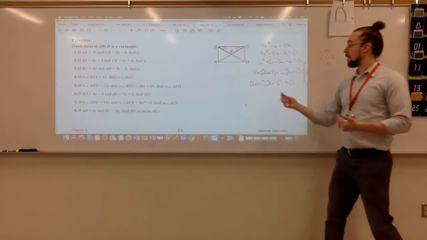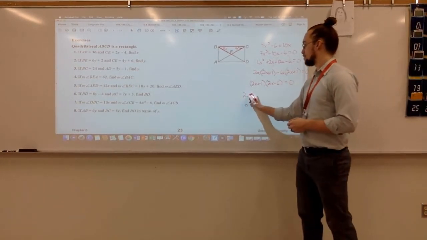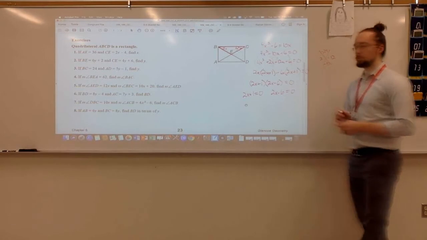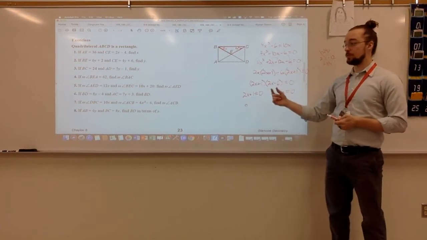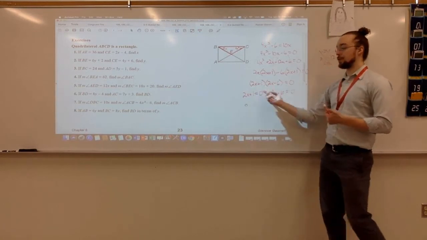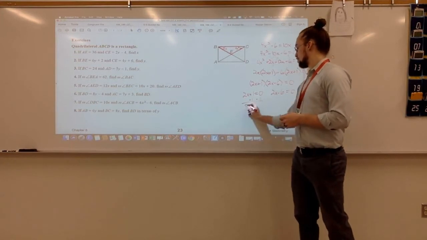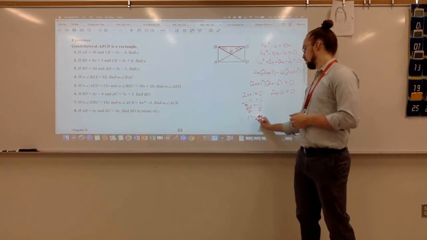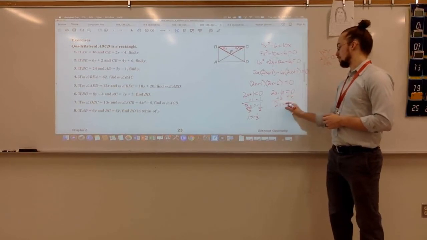To solve that, I take each of these factors individually and set them equal to 0. So I'm going to have 2x plus 1 equals 0, and 2x minus 6 equals 0. Okay, the reason for that, we want this whole thing to equal 0. So if I'm multiplying by 0, if either one of these is equal to 0, the whole thing will equal 0. So that's why we want to set each one individually equal to 0. So when we solve this first one, we'll get negative 1/2. And the second one, we will get positive 3.